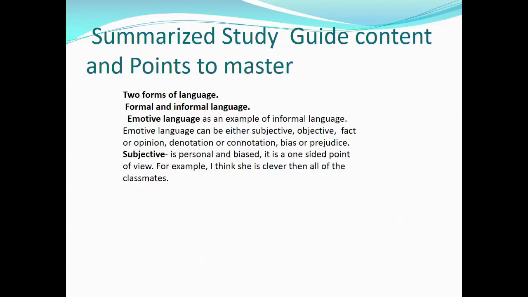For example, if I say I think, that is my own opinion that I'm trying to express. I think she's cleverer than all of the classmates. That is my opinion as an individual. Maybe the other person has a different opinion from this one, but that one is my opinion. So that one is a type of language that we call subjective.